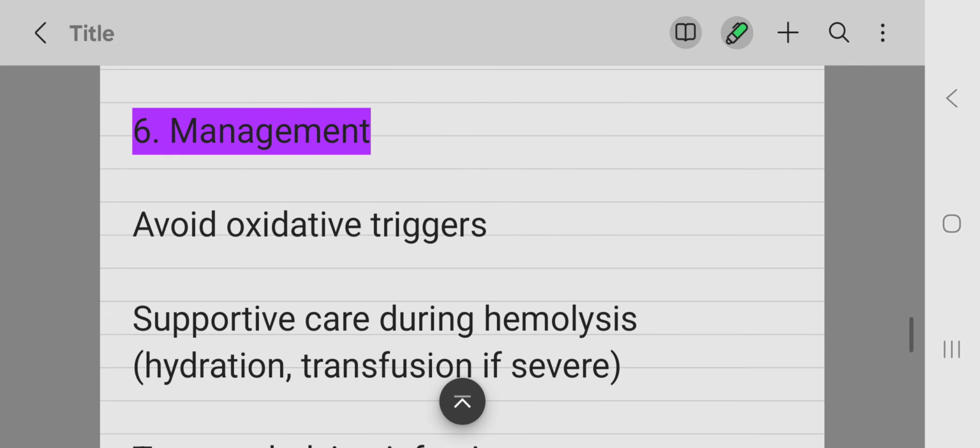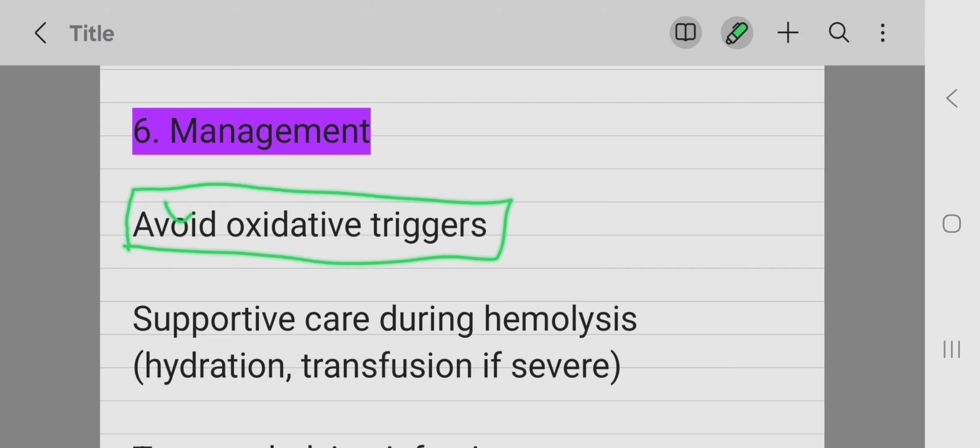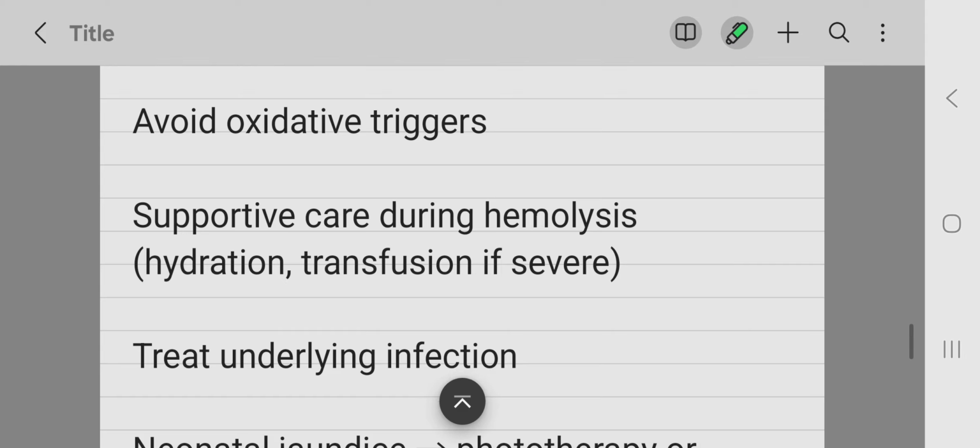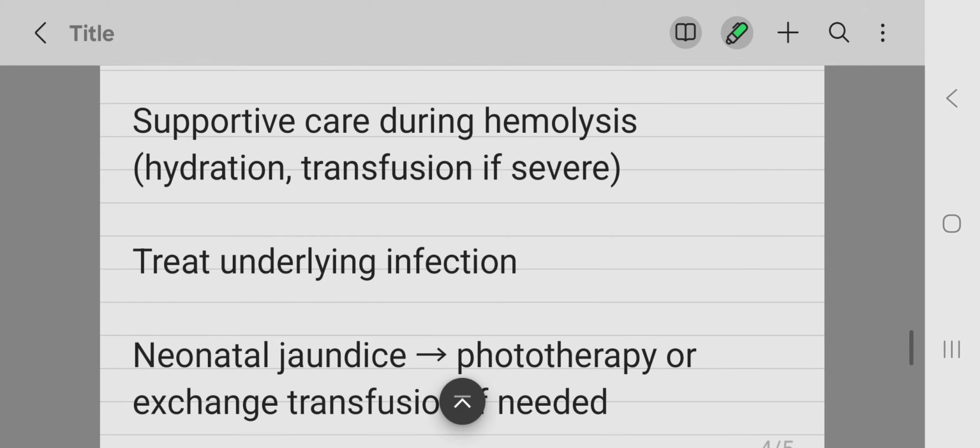How to manage this condition? This condition doesn't require any significant management, but avoid oxidative stress. For example, avoid the drugs that can cause oxidative stress and cause hemolysis in G6PD deficiency anemia. And when there is an acute hemolytic episode, you should go for hydration and transfusion of blood if there is severe hemolysis.